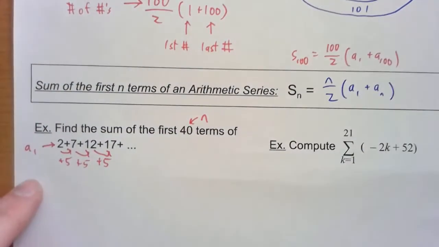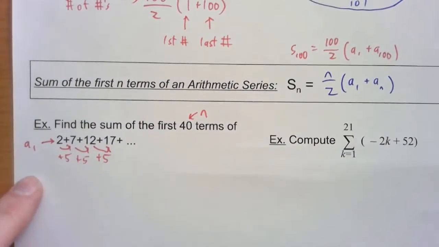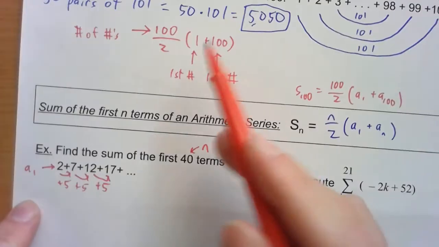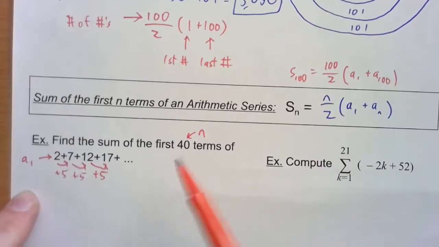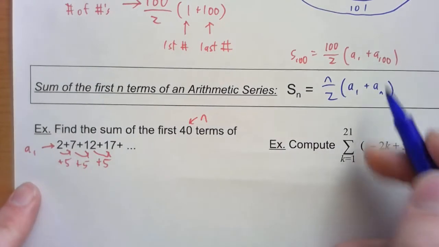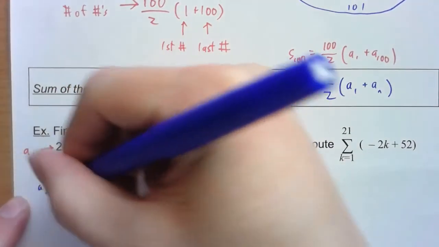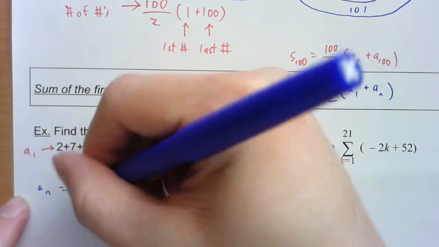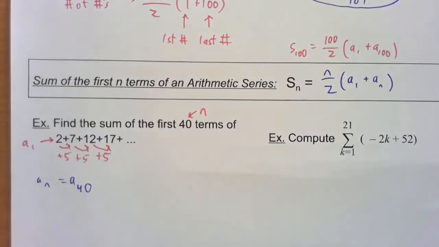2 out of 3 down. Easy. How about a sub n? Remember, a sub n is the last number. So that's going to be the 40th number. So in this formula, where it says a sub n, what we want is a sub 40. We don't have that yet, so we've got to figure it out.